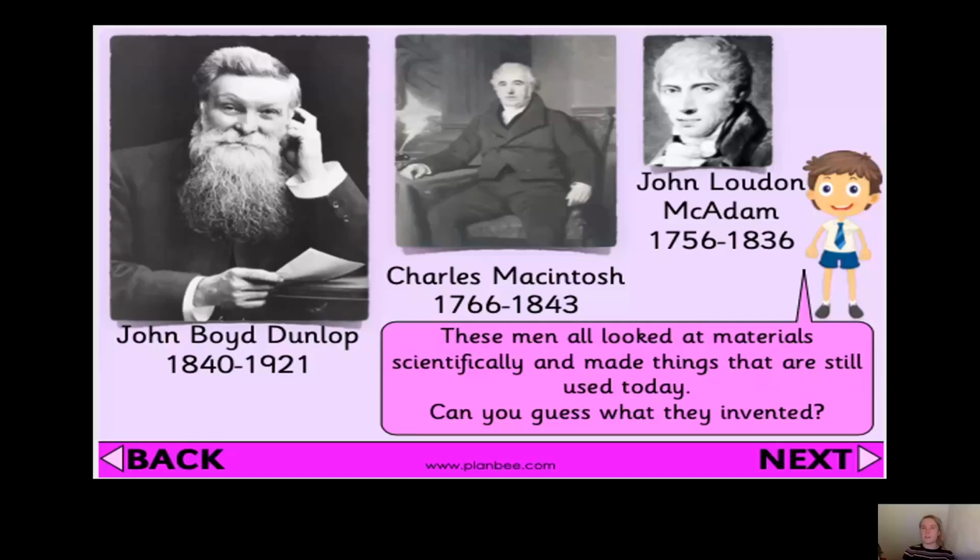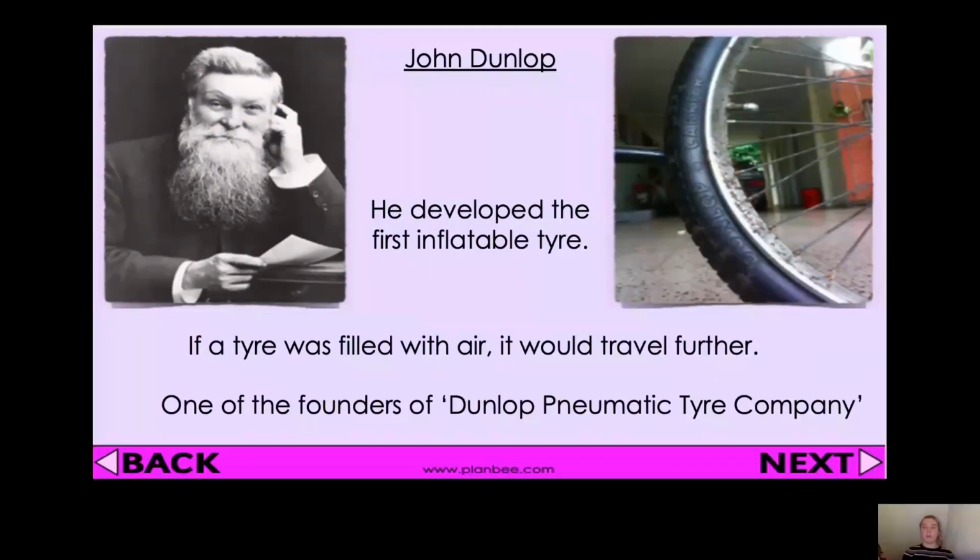Okay, year 2, shall we find out if you were correct? So the first person is John Dunlop. Now, John Dunlop was born in 1840 and he was training to become a vet. But then he had a brilliant idea. I wonder what his brilliant idea was. Well, he developed the first inflatable tyre.